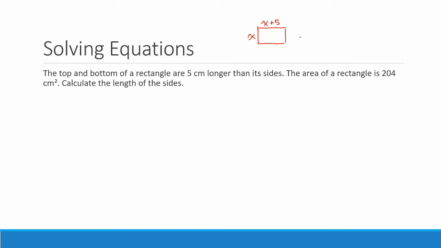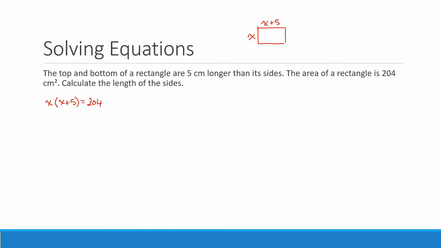Okay, so first step, we'll form the equation that gives us the area. We know it's a quadratic because it is an area problem, so we have an x for one side, and then if we multiply that by the other side, x plus 5, we get the area of 204. Okay, so it's a quadratic.